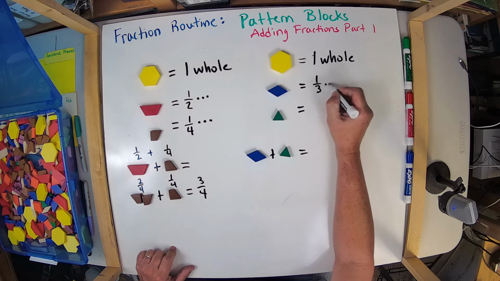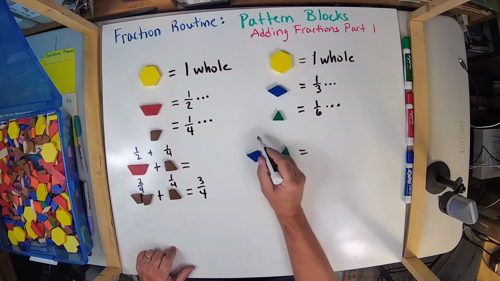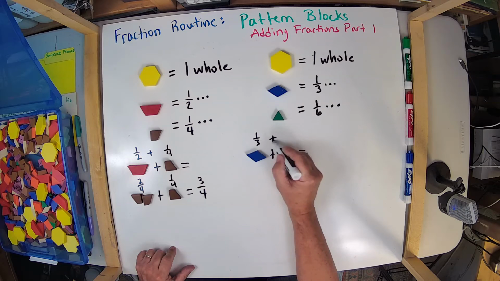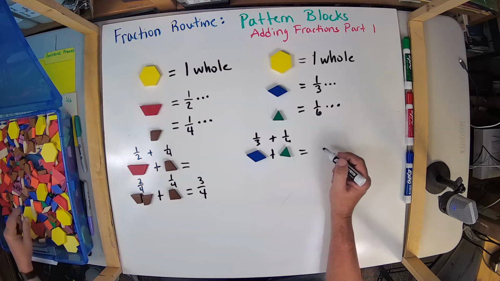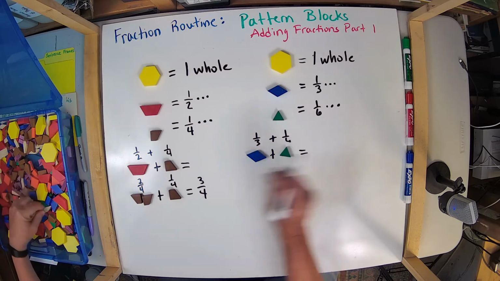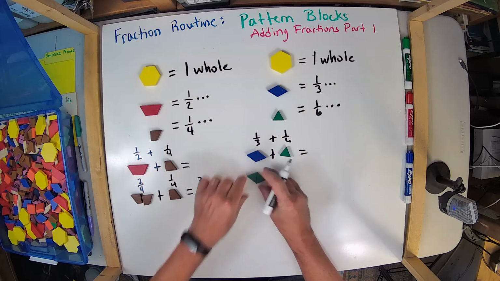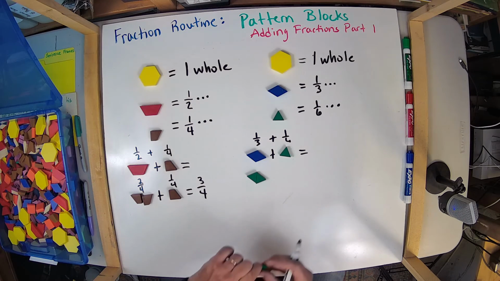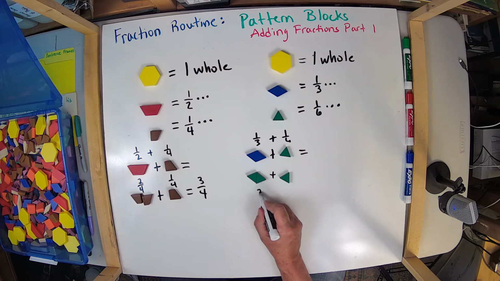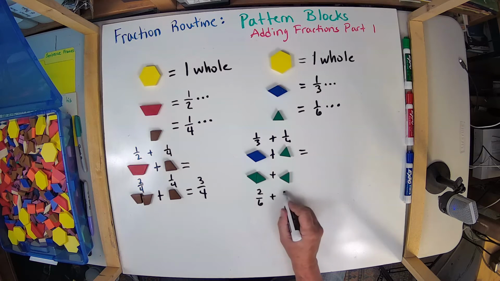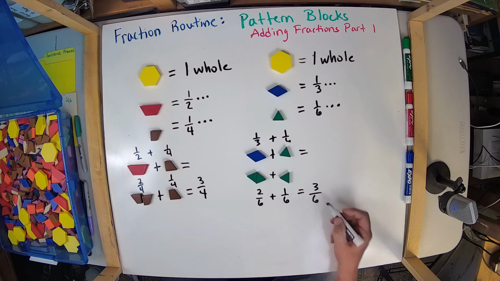That's 1/3, give me the reasoning. That's 1/6, give me the reasoning. And finally, this is 1/3 plus 1/6, but I can't add two different color blocks. So instead, I have to convert my blue block into its equivalent number of green blocks. And now I convert this into 2/6 plus 1/6 equals 3/6.